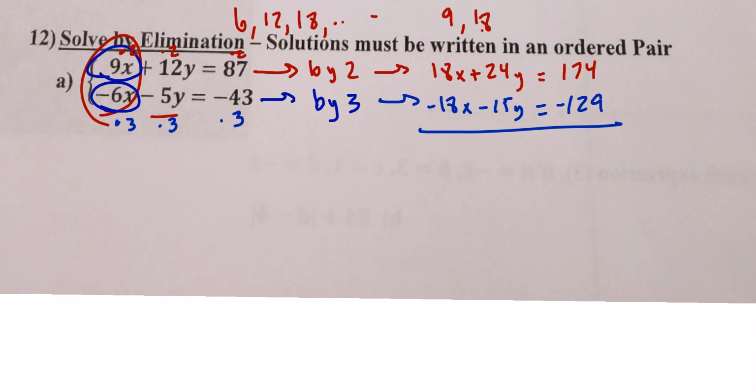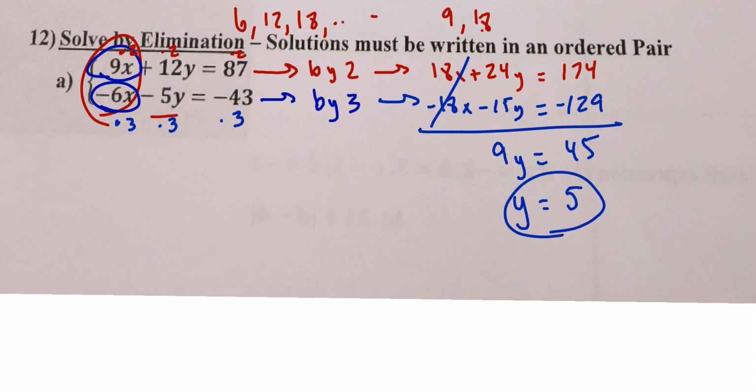Now I add vertically. The x's cancel. 24y minus 15y is 9y. And I do 174 minus 129 is 45. So then y, I divide by 9 on both sides, is equal to 5.